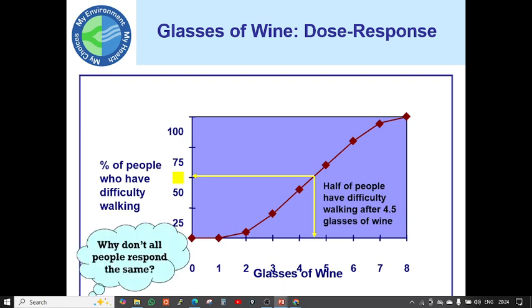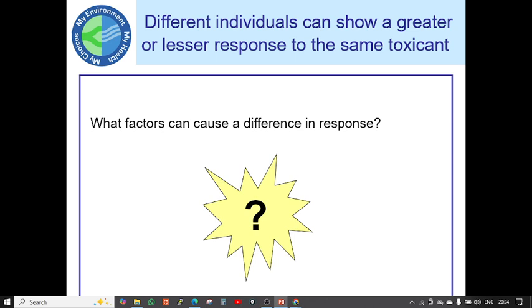So why don't people respond the same way? Because of capacity. If someone has higher immunity and someone else has different immunity, the toxic substance also affects them differently. So different individuals can show a greater or lesser response to the same toxicant. The same toxicant can affect different people differently due to different factors.